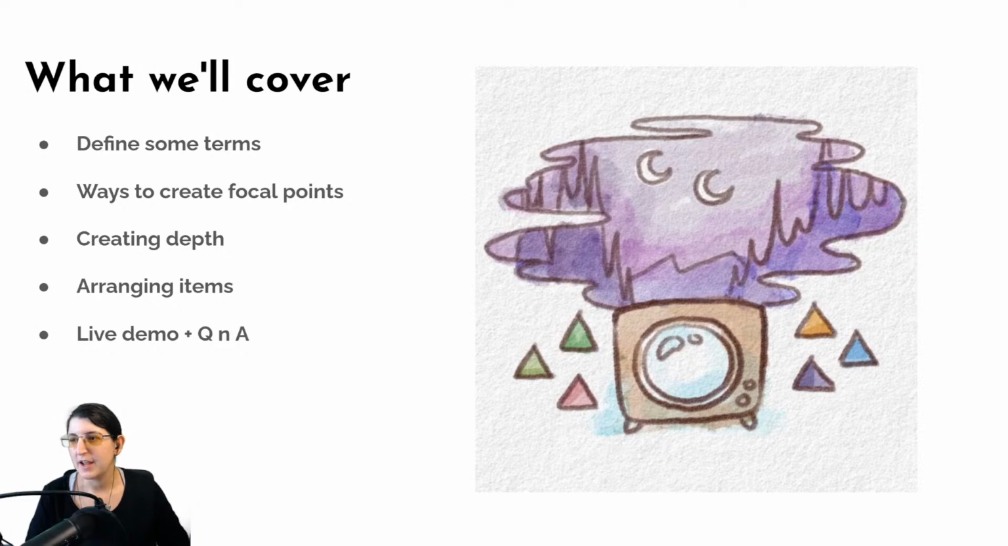Okay, what are we going to cover today? First we're going to talk about some terminology, because there are some terms I'm going to be using in this class that you will need to know, some common art terms. So I'm going to cover those definitions first. Then I'm going to cover ways to create focal points. Now, if you don't know what focal points are, I will explain it to you, don't worry. And also ways to arrange items onto your canvas or your art piece, which is basically another way of saying composition. And then we're going to do a live demo.